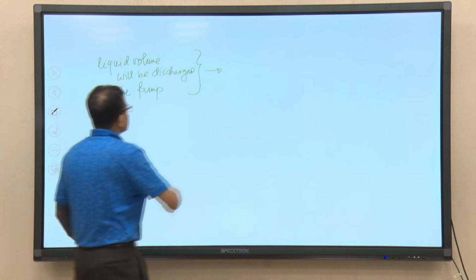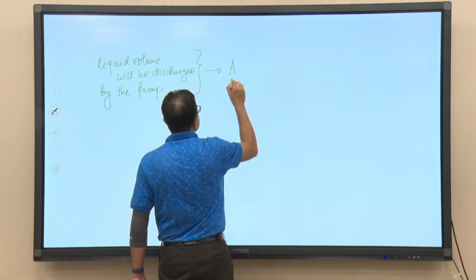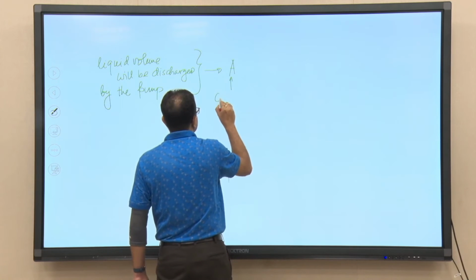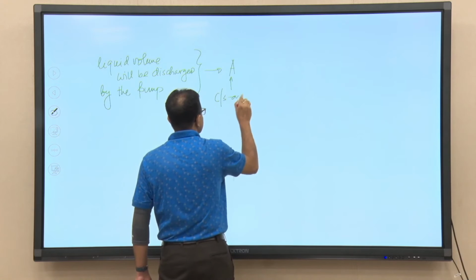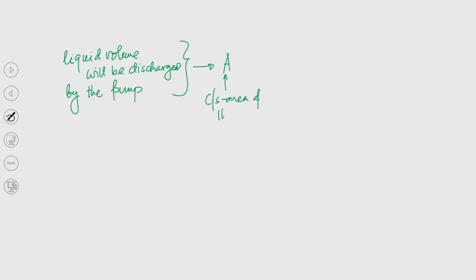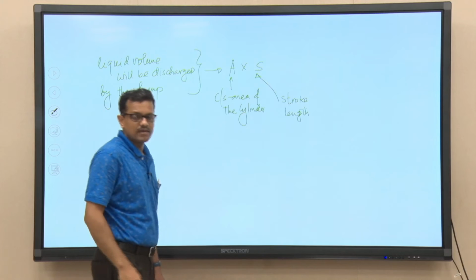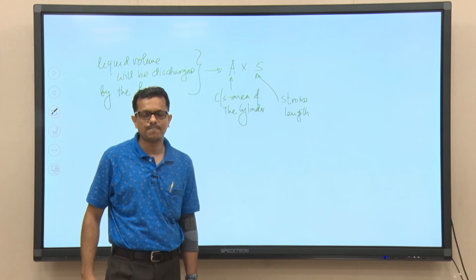Now, if we consider that A is the cross sectional area of the cylinder into S, this is the stroke length. Okay. So, you can see area into length, that is volume. So, that is the amount of liquid that will be discharged by the pump, right.